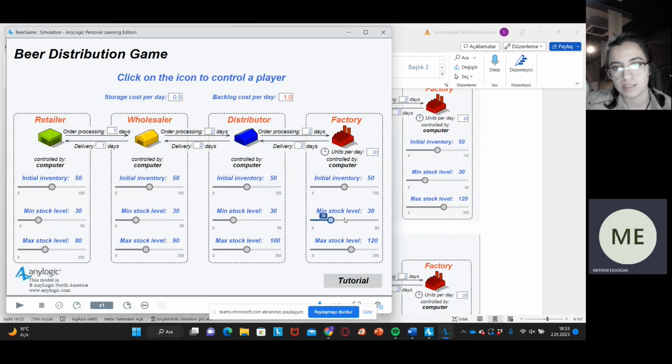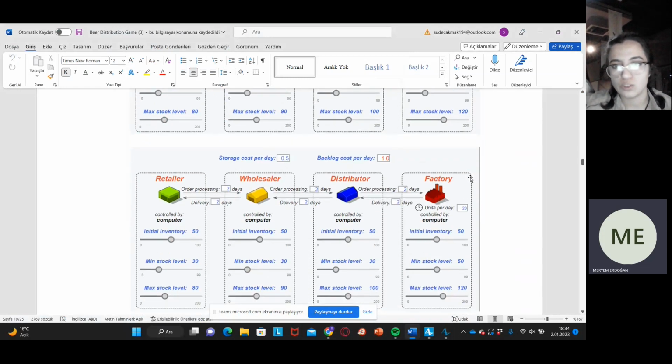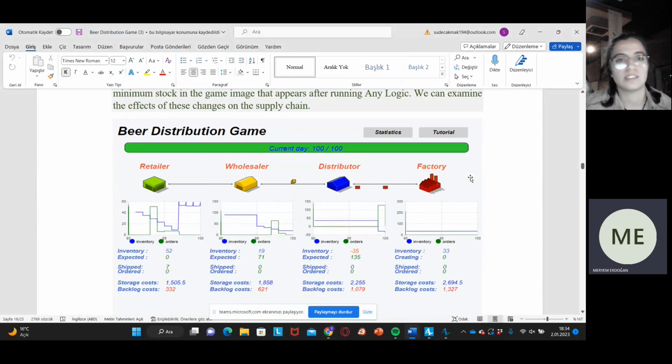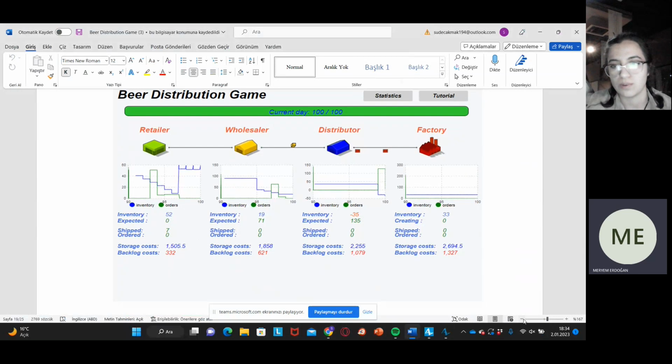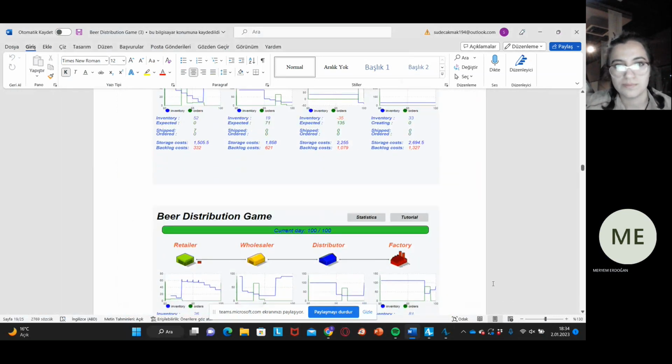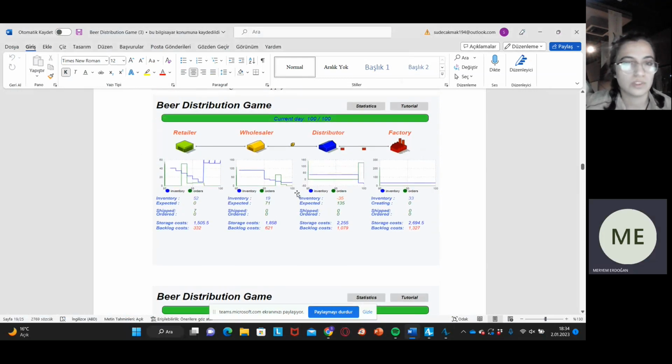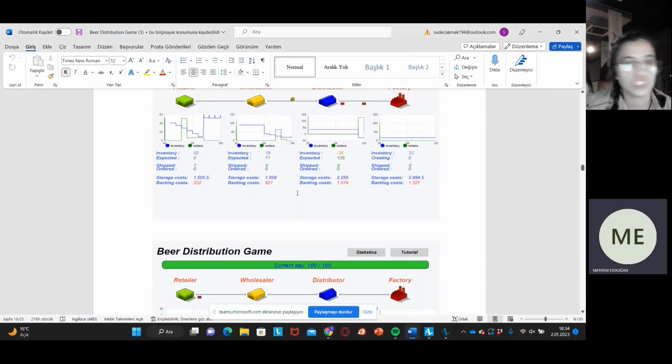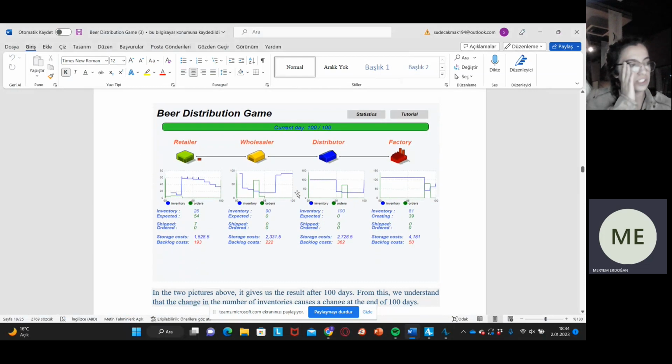Like I make these changes, we can show the differences in the slides. I wrote this for the changes. You can see the change in the minimum stock in the figures above. You can easily change the minimum stock in the game image that appears after running any logic.